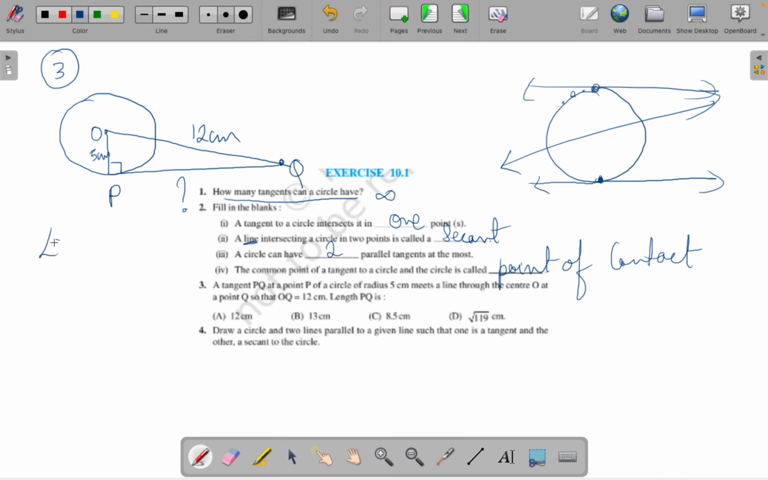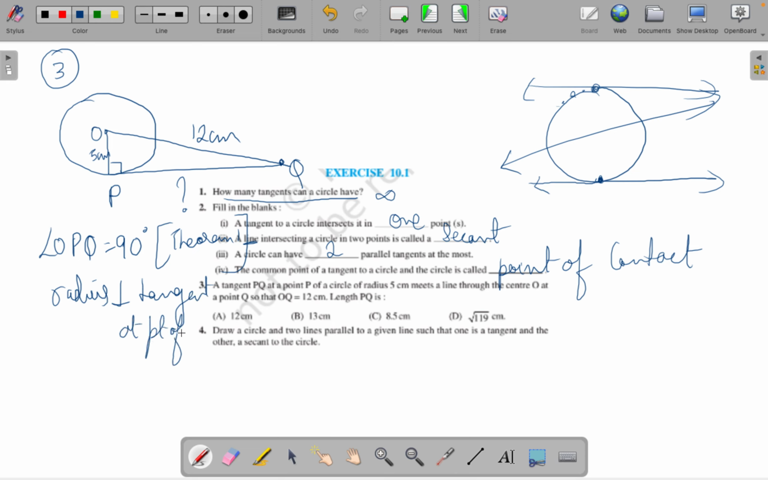So you know angle OPQ equals 90 degree, again using theorem 1: radius is perpendicular to the tangent at point of contact. So can I say, children, using Pythagoras, hypotenuse square is equal to base square plus perpendicular square.